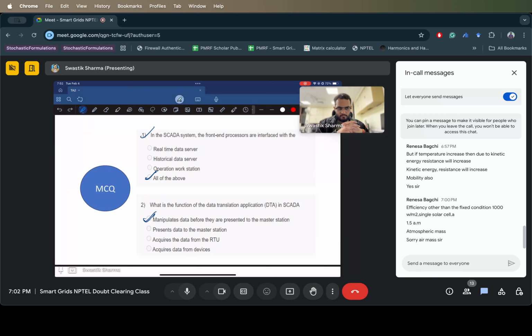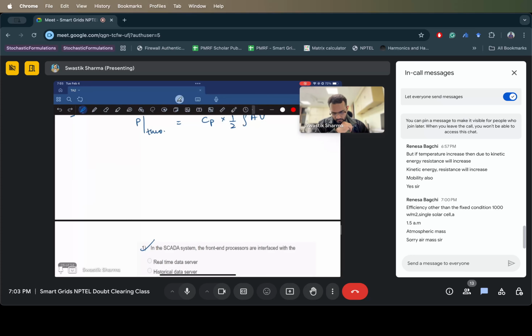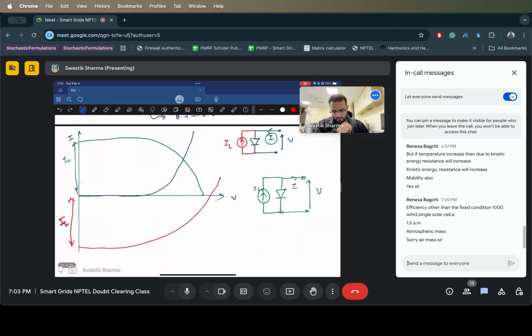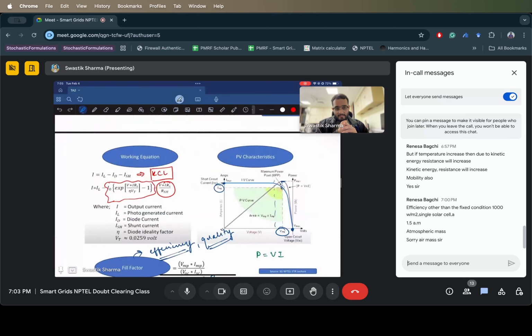Sir, in the given conditions, the irradiance is 1000 watt per meter square, single solar cell, 25 degrees Celsius, and 1.5 atmospheric mass. The relation of the temperature with the efficiency is that on increasing the temperature of the solar cell, due to VOC and ISC, the short circuit current, the efficiency will first increase and then decrease. Other than those conditions which are given, what will be the relation between the temperature and the efficiency, sir?